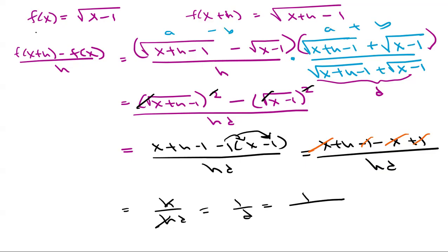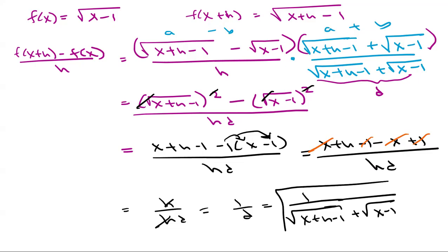Now we know what the lowercase d here is, and we represented it by this term. So we're just going to substitute that information back. So we have the square root of x plus h minus 1 plus the square root of x minus 1. And then that will be our answer there.